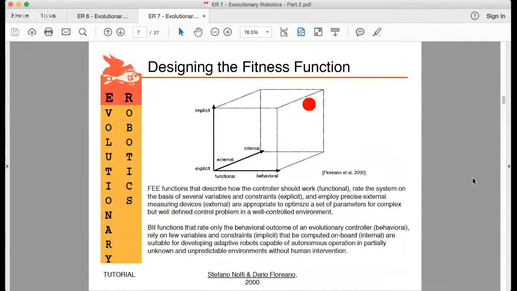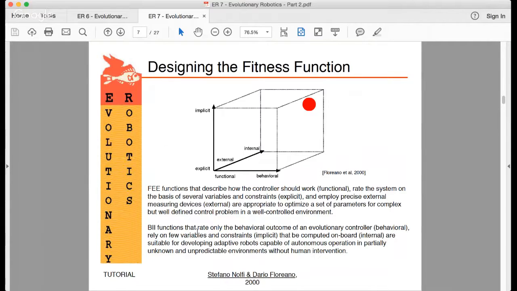Okay? Now we'll talk about the other dimension, which is explicit implicit. This defines the amount of variables and constraints included in the function. For example, an implicit function would select only robots that do not run out of energy.